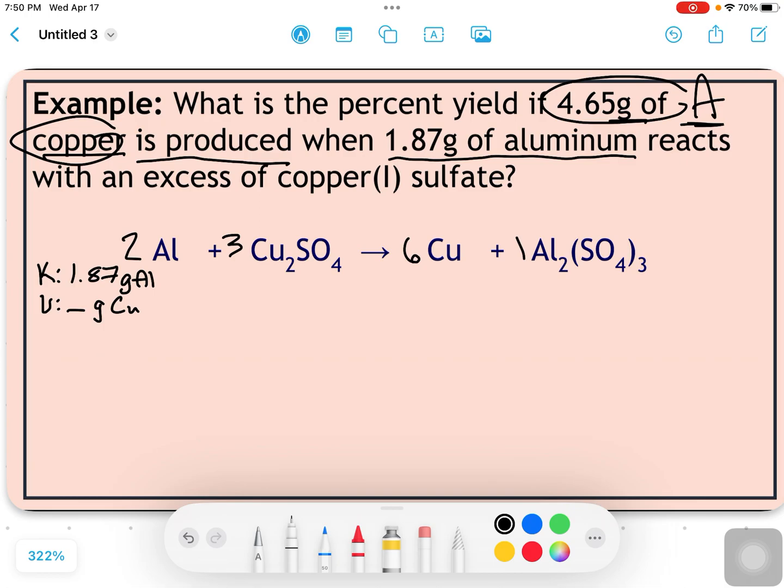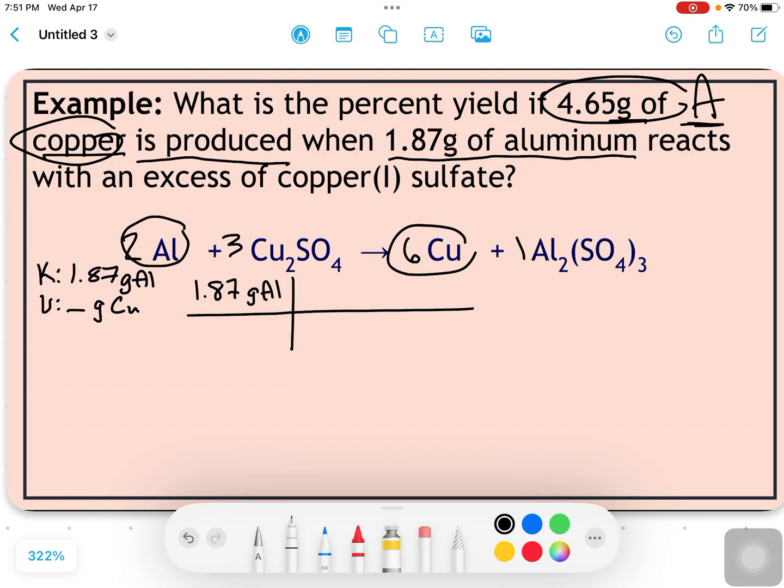So I'm going to start with what I know. I know I have 1.87 grams of aluminum. Draw my train track. And again, since I am in grams, it's going to be a mass-to-mass problem. That means I need to worry about aluminum and copper. So I'm in grams of aluminum to start. I need to put grams of aluminum on the bottom. So that would be 26.98. And again, I just got that from my periodic table. Then I'm going to have my 1 mole of aluminum on top.